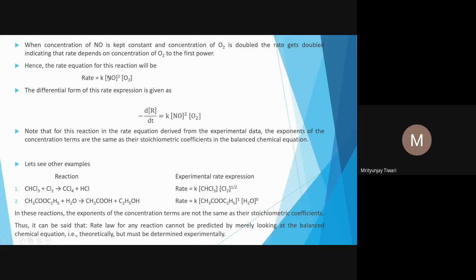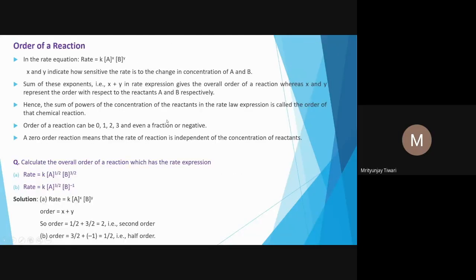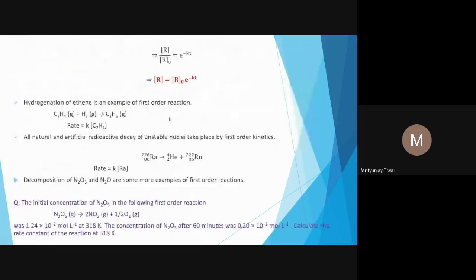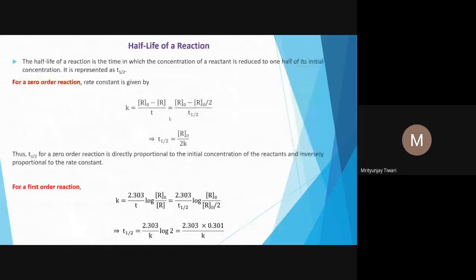The rate depends on the concentration of oxygen raised to the power 1, and it also depends on the concentration of NO raised to the power 2. So these are concentration dependent terms. What is the other term? That is K, which we call the rate constant. So if the rate constant gets affected by certain factors, then the rate of reaction will also change, and that is what we are going to study in the effect of temperature and catalyst.